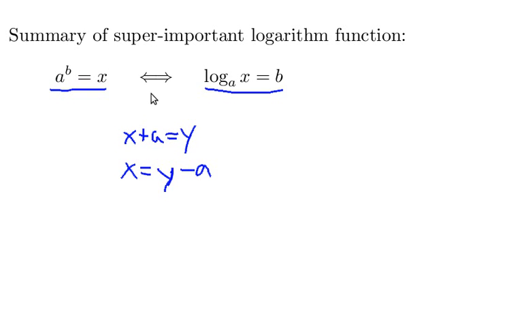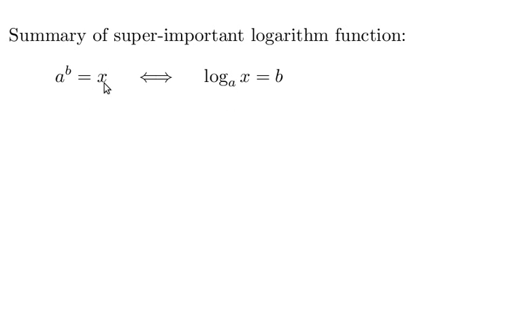So, just like you can go from this equation to this equation, you can also go from this equation to this one. So let's erase that because we don't really need that anymore. So if a to the b equals x, then log base a of x equals b. The point being that the base stays the same, and these two parts switch, and of course you add the log in front of the a.